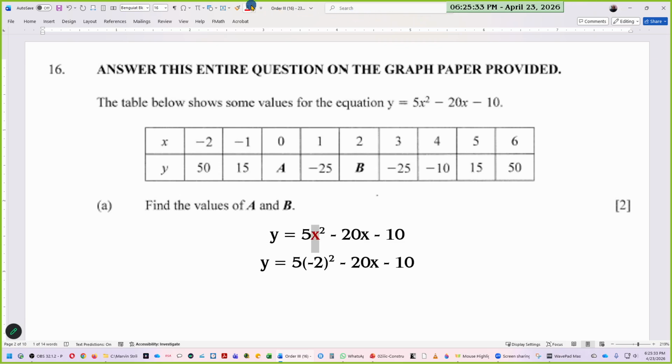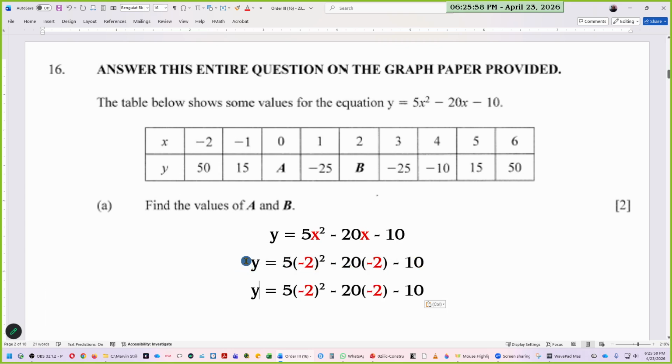So this is x, this is x, this is x, and this, well, this isn't x, but this x will become -2, and the other x will be -2. I just want to demonstrate where these other values come from, if you had to work this out.